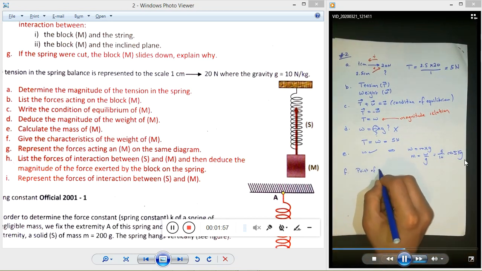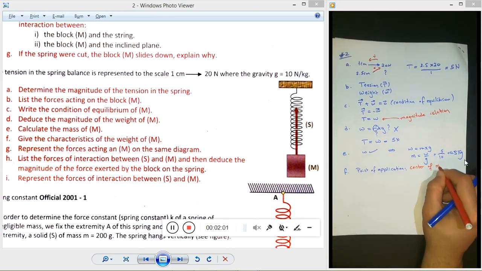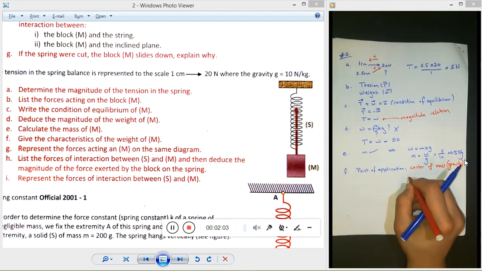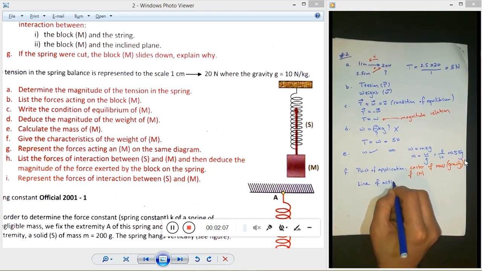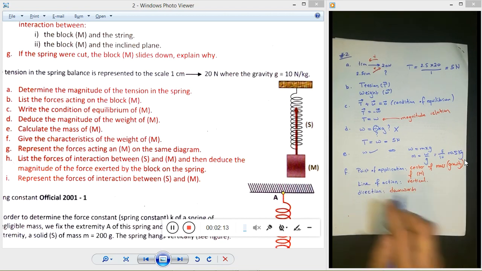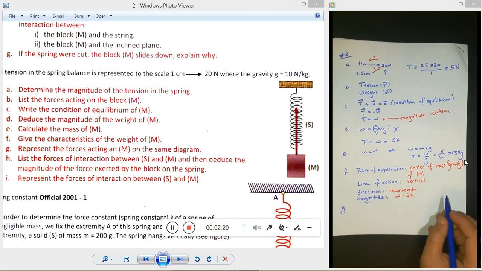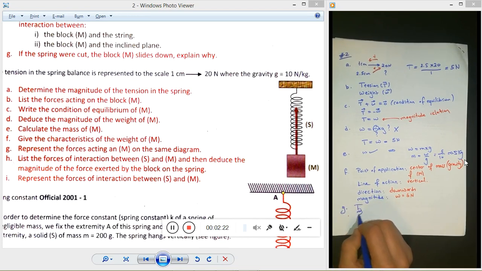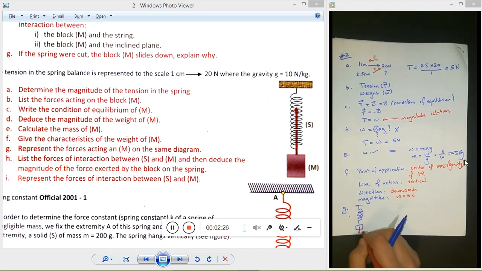Give the characteristics of the weight. The four characteristics are the point of application, which is the center of mass, or should we say the center of gravity of the block. The line of action is vertical, and the direction is downwards. And the magnitude is calculated from the tension, weight equals 5 newtons. Represent the forces acting on M on the same diagram. So now we know that the tension is upward and the weight is downward.